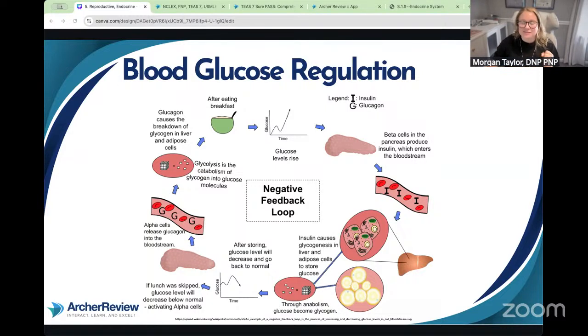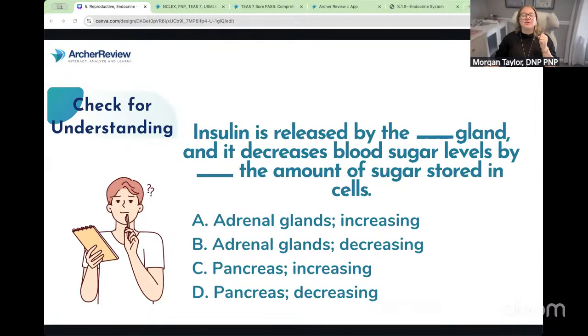Okay, so it's time for our end of lesson little quiz, a last little knowledge check. Tell me, insulin is released by what, and it decreases the blood sugar levels by what? Oh, this is kind of hard. I didn't really talk about how insulin works.